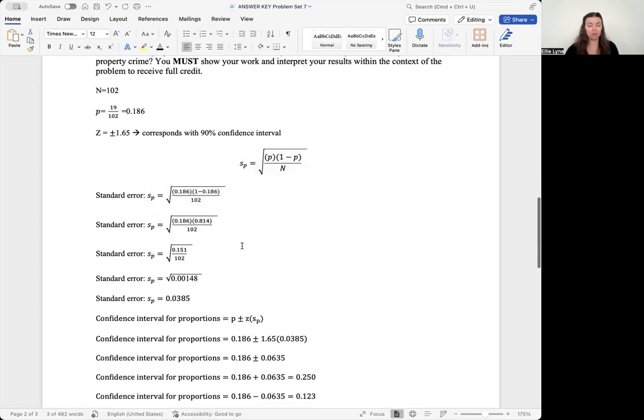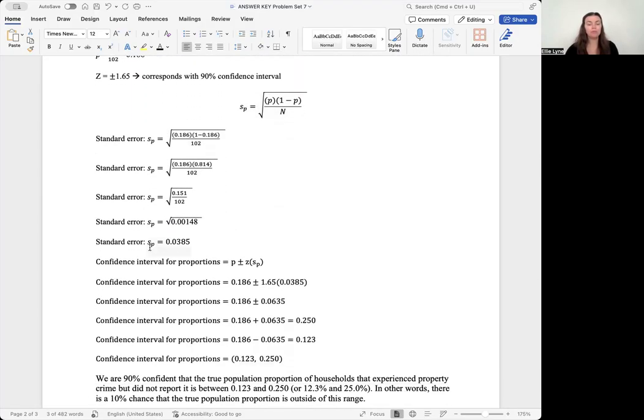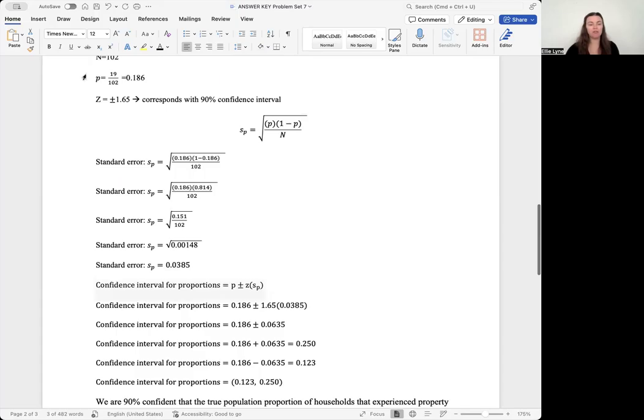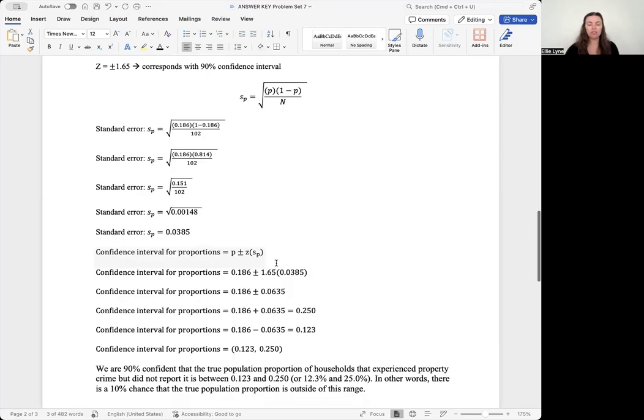And so here is me working through the math. You should get a final standard error value of 0.0385. Now that we've calculated the standard error, we can plug that into our confidence interval for proportions. We already have our p-value from what we calculated in step 1. So all we have to do is plug in the z-value corresponding to the 90% confidence interval as well as the standard error that we just calculated above.